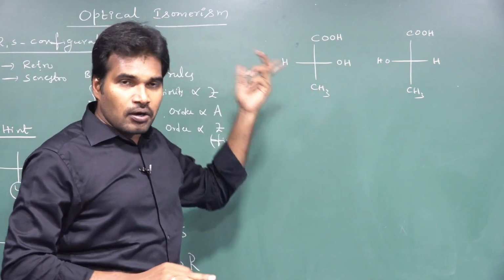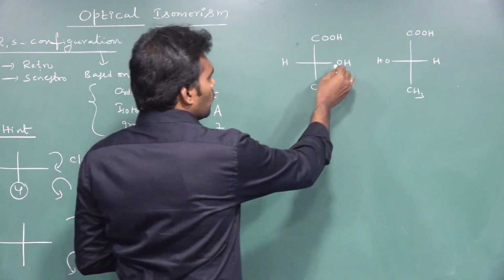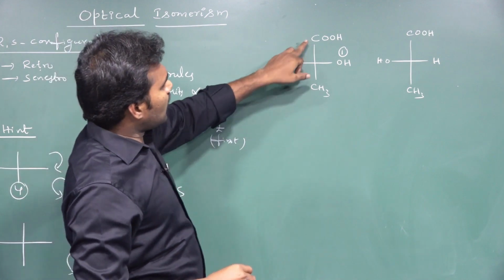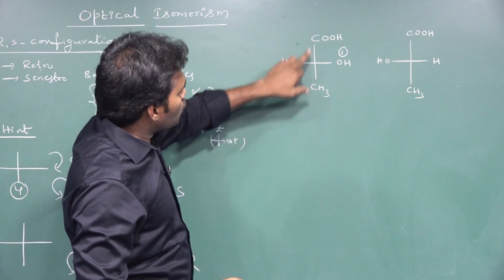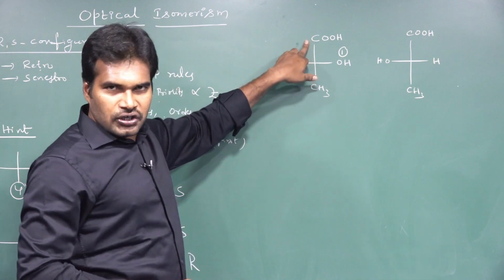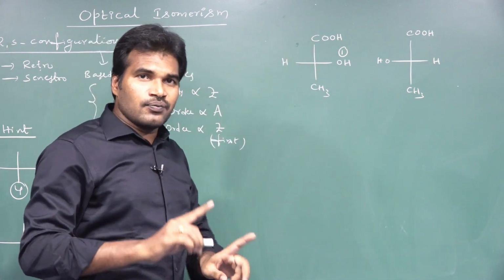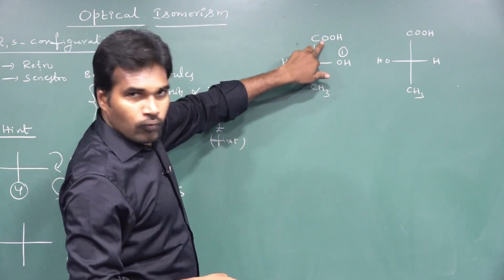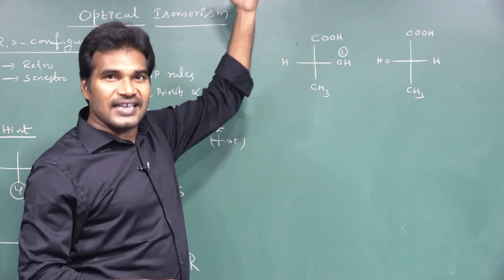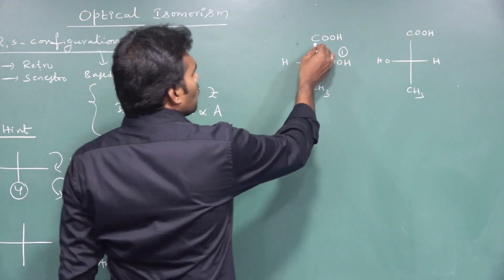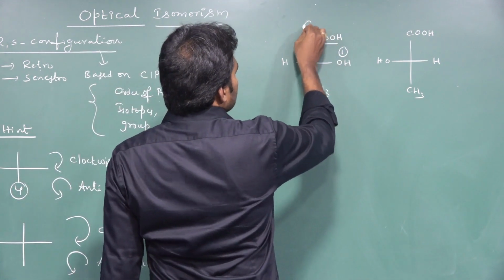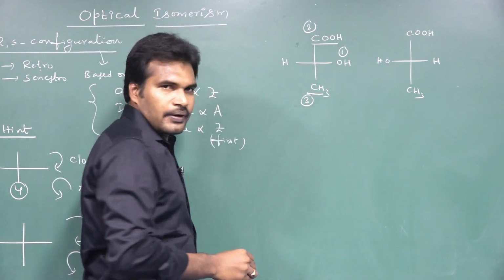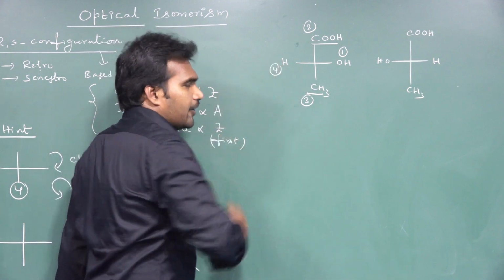Which is having the highest atomic number? Oxygen. So the oxygen-containing group, the OH group, gets first priority. Next, carbon groups. Two carbon-containing groups are present, CH3 and COOH. If the first attached atom is the same, then move on to the next attached atom. In this group, carbon is next attached to O, but here hydrogen. O is having the highest atomic number. So this COOH group is having second priority, the remaining CH3 group is getting third priority, and the fourth one is hydrogen.